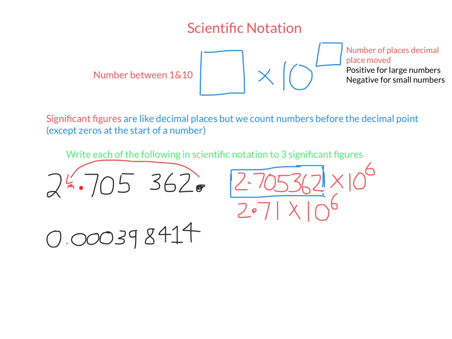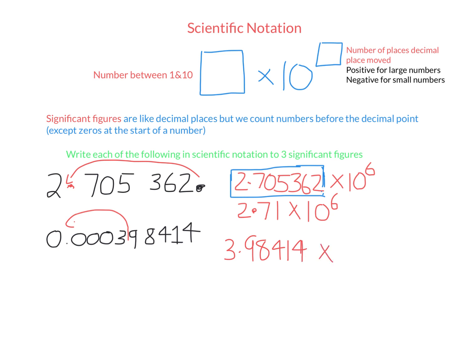This is basically saying that this number is about 2.71 millions, because 10 to the power of 6 is a million. All right, I'm done with that one. Let's now look at this really small number. So it's a similar process. The number that goes in the first box, the number out the front, is this number when it's made to be between 1 and 10. So if I move the decimal point from here to here, then it becomes between 1 and 10. The number just becomes 3.98414. So that goes out the front.